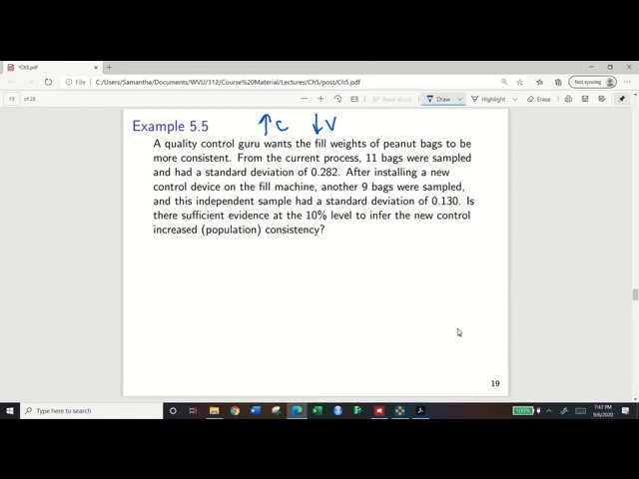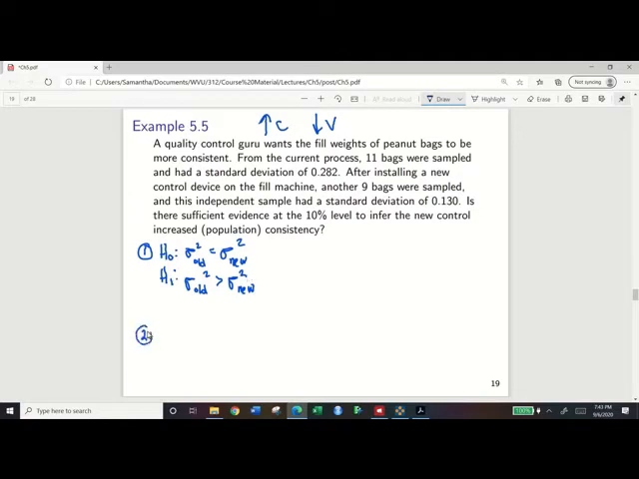So now we can start by setting up our problem. First, step 1, we can state our null and our alternative hypothesis. Our null hypothesis is going to assume that the old population variance and the new population variance are going to remain the same. For the alternative hypothesis, we are assuming that the old variance is going to be larger than the new variance, meaning it is less consistent.